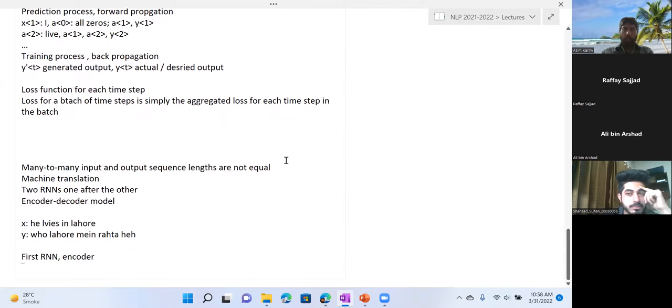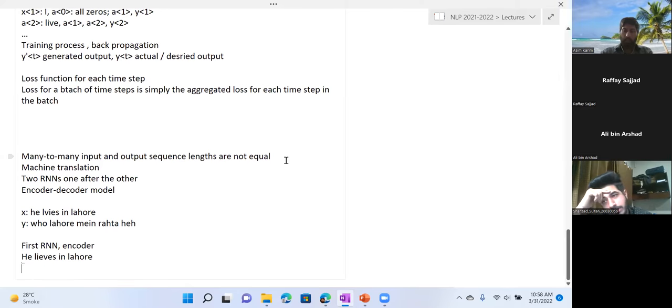इट विल रीड इन ऑल द वर्ड्स ही लिव्स इन लाहौर, सारे वो पढ़ लेगा. ही भी पढ़ेगा, लिव भी पढ़ेगा, इन भी पढ़ेगा, लाहौर भी पढ़ेगा. अब लाहौर पढ़ने के बाद जो फाइनल आउटपुट आ रही है इसकी, विच इज A4, ठीक है ना, A4 आएगी ना लाहौर पढ़ने के बाद, वो फिर आप फीड इन कर देंगे इन टू द सेकंड RNN, which is also called a decoder.